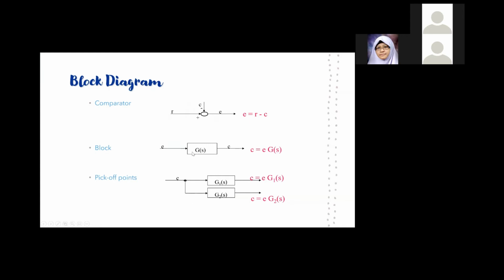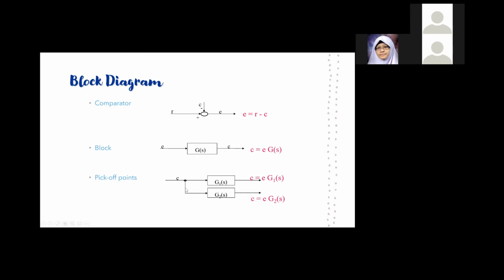Okay, so this is just the basic. I'm sure all of you know this now. If you have a comparator, you have to know that you can have a plus or a minus, so make sure you don't be careless of the signs. Anytime you have a signal or variable that comes into the block, what comes out is multiplied by the transfer function. And this is called a pick-off point.